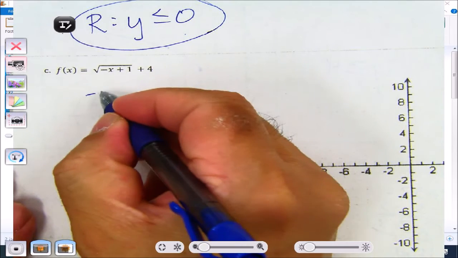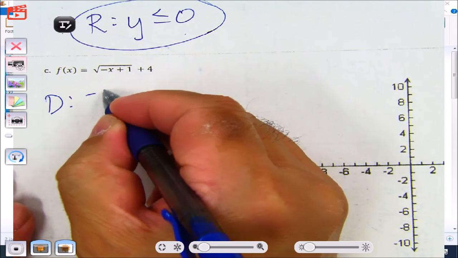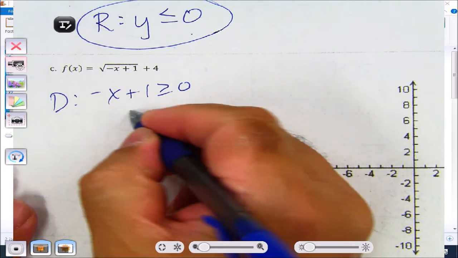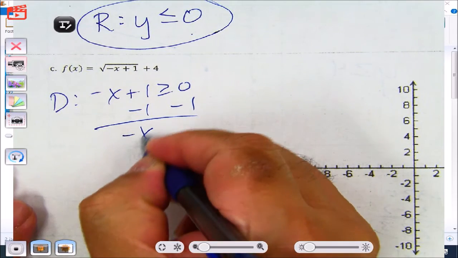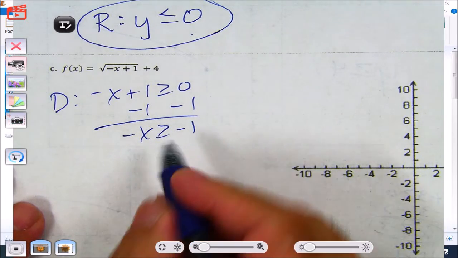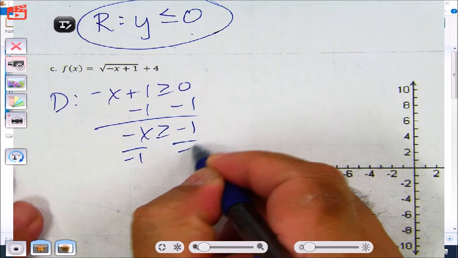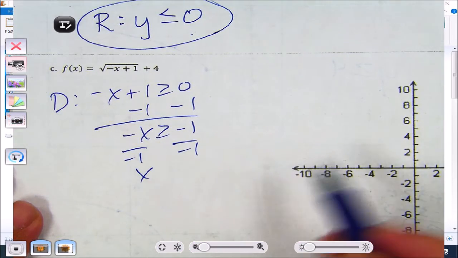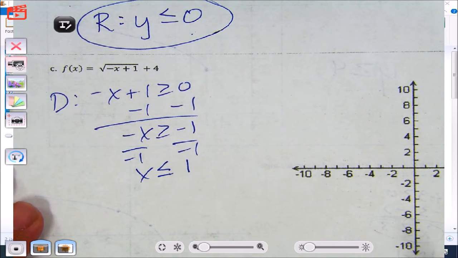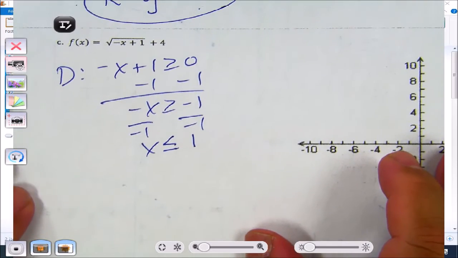All right, so set the inside. This is the domain. Set the inside greater than or equal to zero. Subtract one. Okay, this is addressing Tyrese's question from a while back. I have to divide by negative one. Whenever you divide an inequality by a negative number, the inequality changes direction. So this is x is less than or equal to 1.